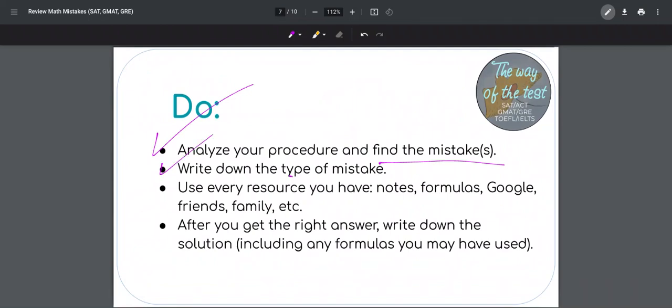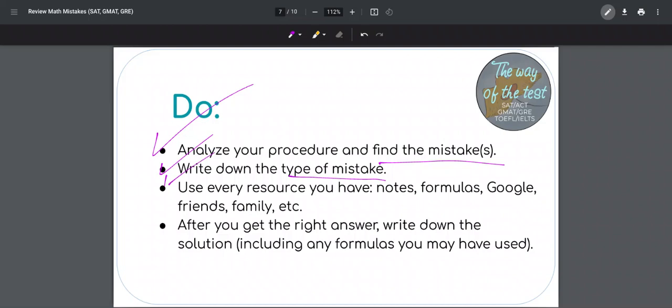You want to write down the type of mistake. As I said, there's a list of common mistakes. You want to keep track of what type of mistake you're making. You're going to notice that there's a tendency, most people have a tendency to make one type of mistake more than the others. You want to use every resource you have.